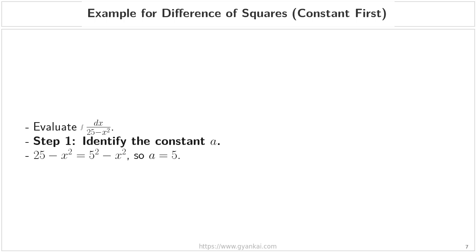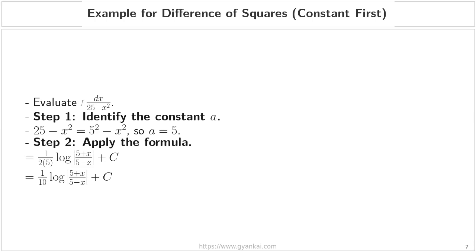This is crucial because it allows us to identify our constant a. In this case, a is equal to 5. Step 2, apply the formula. Now that we know a equals 5, we can directly apply the formula we derived earlier for the case where we have a constant first in the difference of squares.